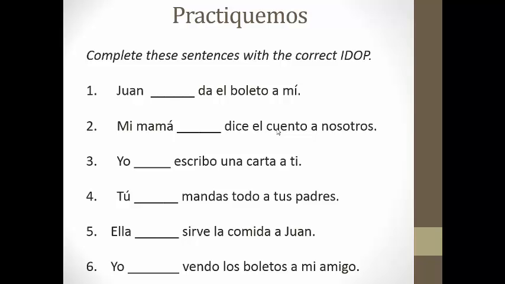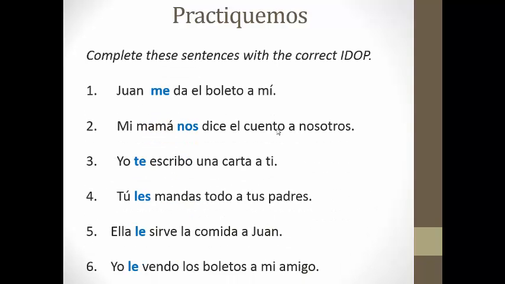Okay, repasemos. Number 3, I write a letter to you. The IDOP that means to you is te. Number 4, you send everything to your parents. The IDOP that means to them is les. Number 5, she serves the food to John. The IDOP that means to him is le. And lastly, I sell the tickets to my friend. The IDOP that means to him is le.